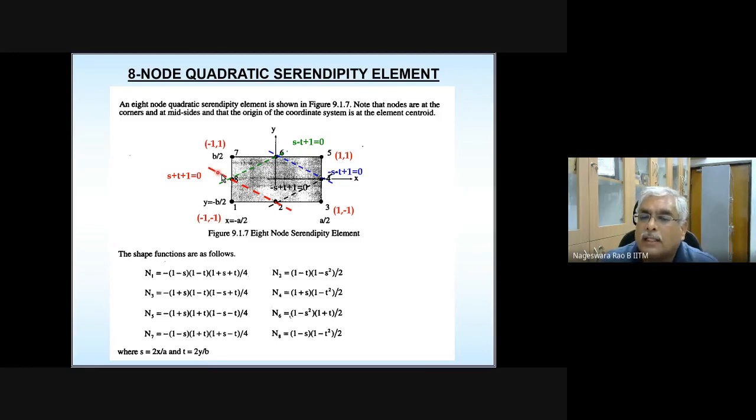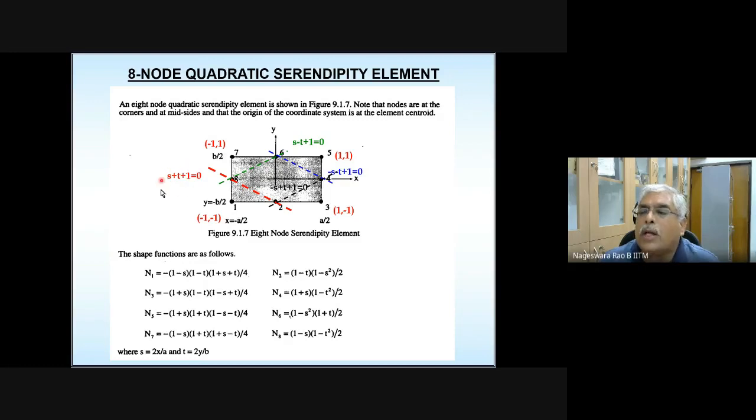And this red dotted line is the line connecting nodes 2 and 8. Here node 2 has coordinates 0, minus 1, and node 8 has coordinates minus 1, 0. So the equation of this line is s plus t is equal to minus 1. The equation of the line connecting nodes 2 and 8 is s plus t is equal to minus 1, or in other words, s plus t plus 1 is equal to 0.